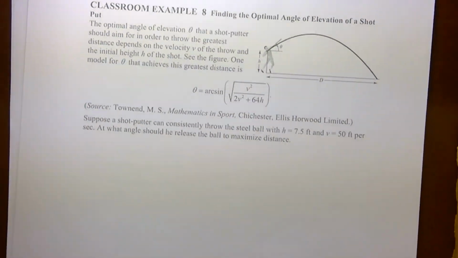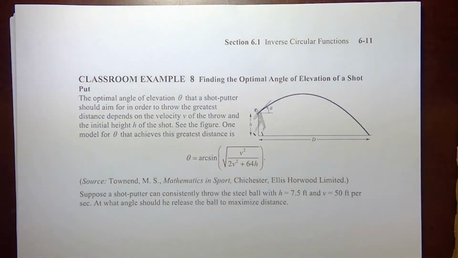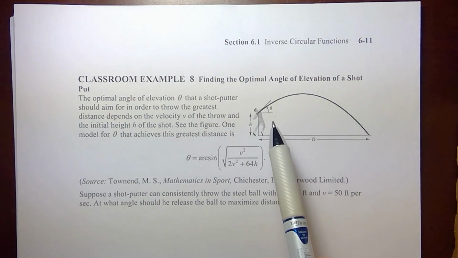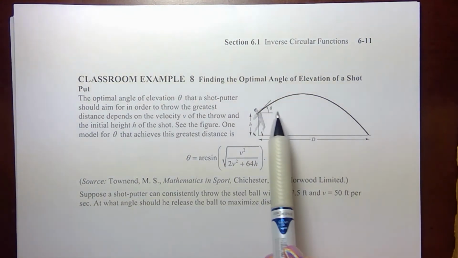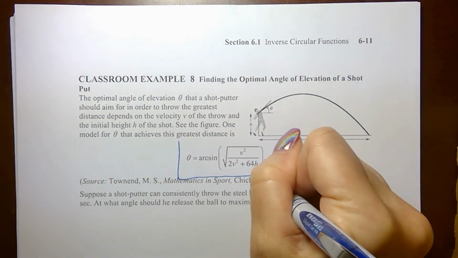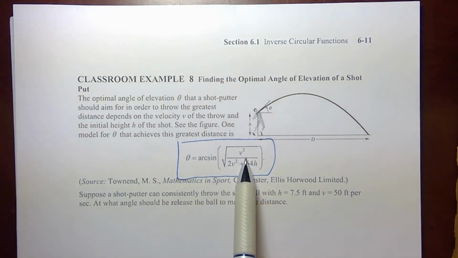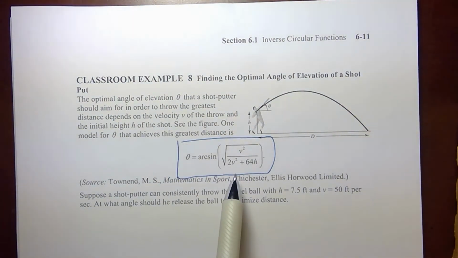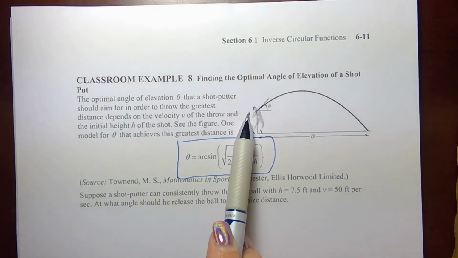Our very last example, example 8, the very last example in this set of guided notes, is basically calculator math. You've got a shot putter putting the shot, and he wants his optimal distance. If you get your optimal distance, you don't want to go too far up because then it's going to come down. You don't want to go too far out because it'll fall flat. You want that perfect arc there.